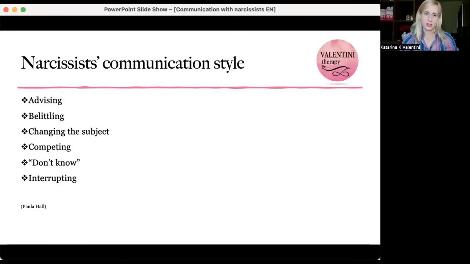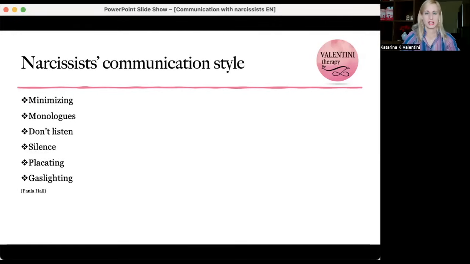Interrupting, similar to changing the subject. Interrupting is also a very irritating habit, because instead of listening to you, instead of giving you the time that you need to express your thoughts and feelings, narcissists get impatient. They just want to move on with the conversation. They don't want to be talking about your topic forever and ever. So they just interrupt you and request you to please move on, leaving you frustrated, feeling unheard, unaccepted, misunderstood.